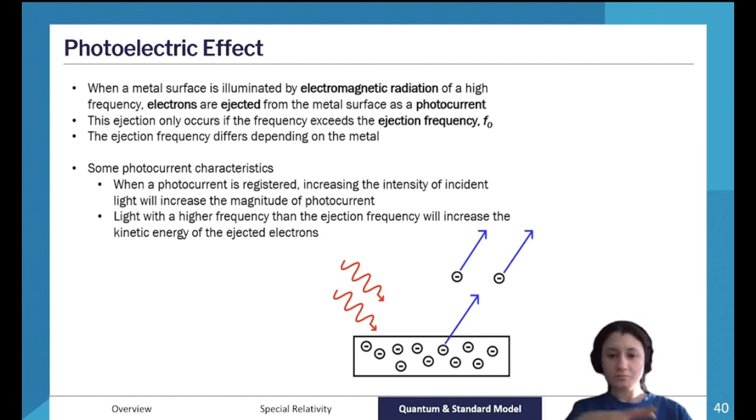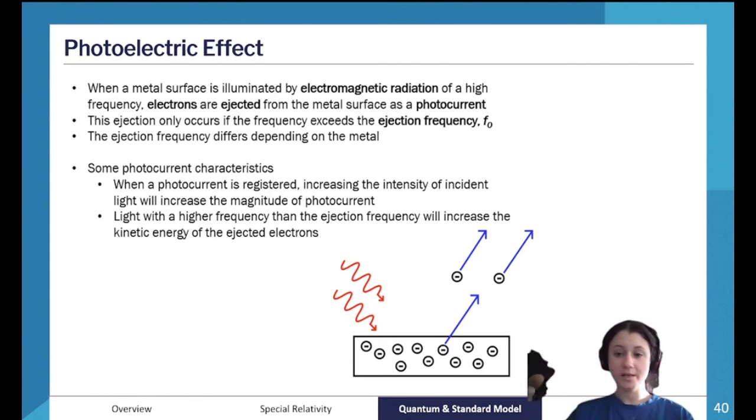Now, if light were a wave, what you'd expect to see is, instead of little packets of energy like you do with particles, a continuous wave. So what you'd expect is even if the frequency is really low, it just keeps on washing up more and more energy, building up and distributing it to each of the electrons. So after a while, some of the electrons have enough energy to jump out.